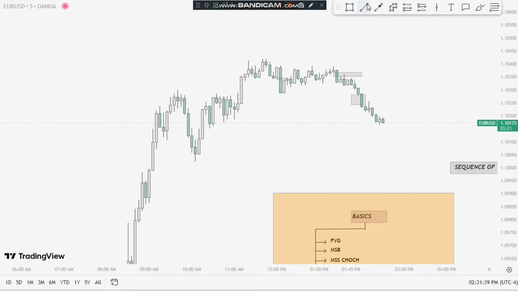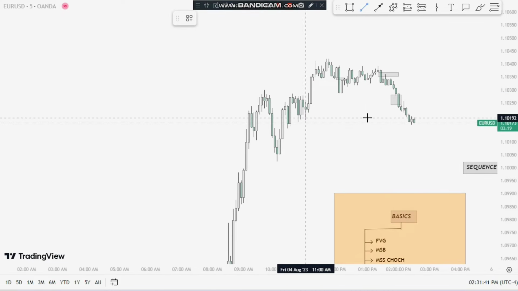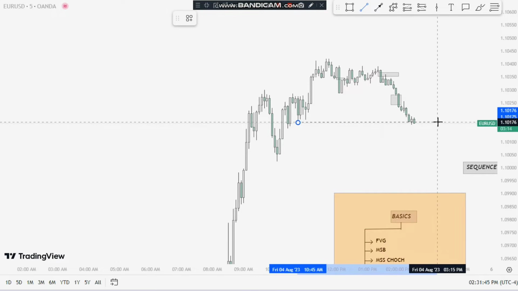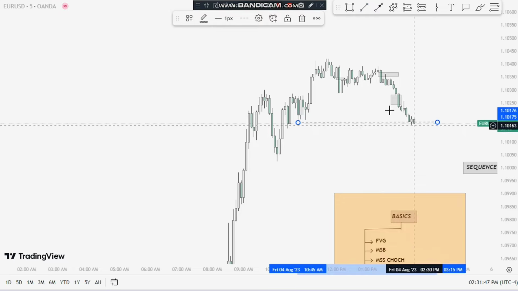You can see that the price is going up. Now if it breaks this area, this is called MSS, on a smaller time frame. This is a 5-minute chart, so if it closes below it, this is called MSS.